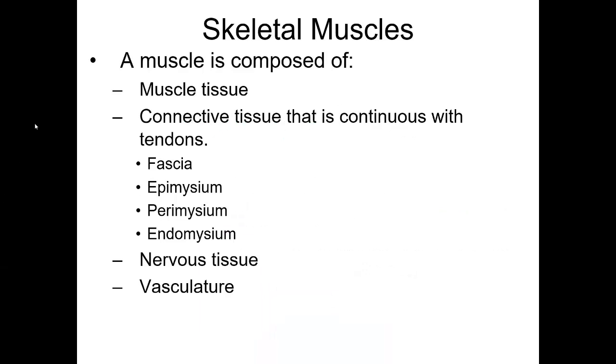So each muscle fiber is composed of different types of connective tissue. We're going to look at these different terms: fascia, epimysium. Anytime you see the term mysium, it refers to a component of muscle. So muscle tissue is composed of fascia, which is a type of connective tissue, and epimysium, perimysium, and endomysium, which are all types of connective tissue. You also have certain nervous tissue involved in muscle tissue, as well as vasculature for blood supply.